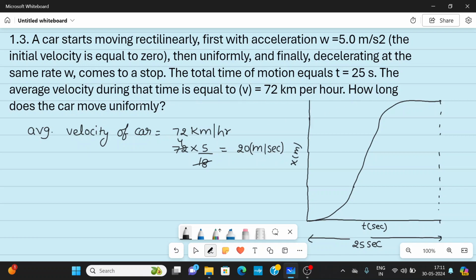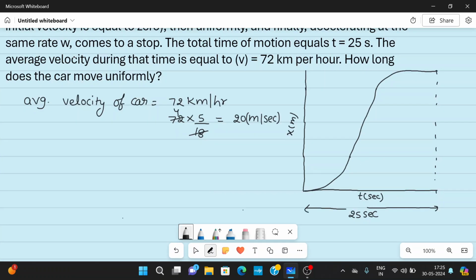How long does the car move uniformly? We have to find out the time duration during which it moves uniformly. So in the problem we are given with average velocity and total time of motion. So we can find out the total displacement during the whole motion, which is equal to the product of average velocity and total time of motion.